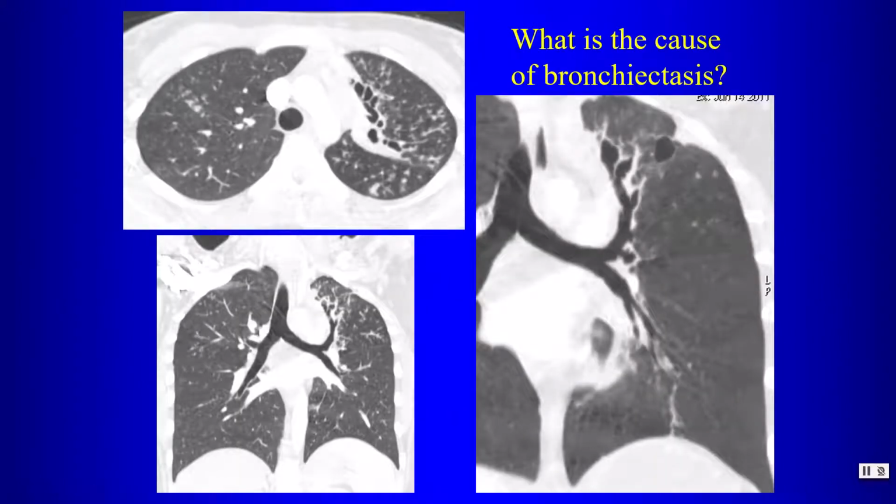So if we look at a case like this and I ask you, what is the cause of bronchiectasis here? Well, we have bronchiectasis with some volume loss here in the left upper lobe. You can see architectural distortion. Here's a cavitary lesion.